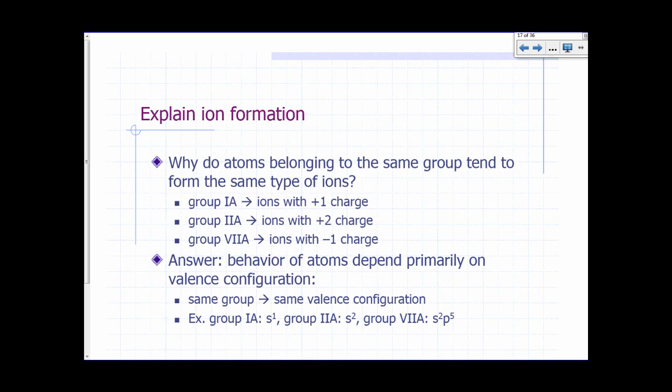Okay, so now we're ready to explain ion formation. Earlier in the semester we said that atoms in group 1A, when they form ions, are always found in nature with a positive 1 charge. For example, sodium ions in nature are always found with a positive 1 charge. Why not +2? Why not +3? Why not -1? Okay. Group 2A, on the other hand, are always found in nature with a +2 charge.